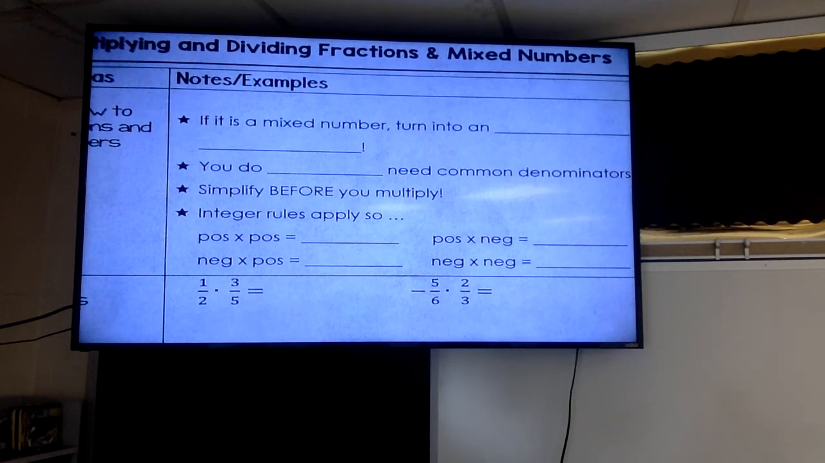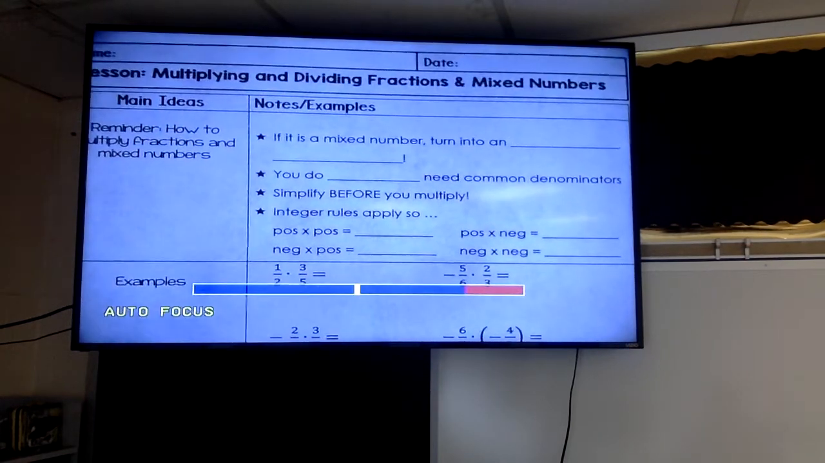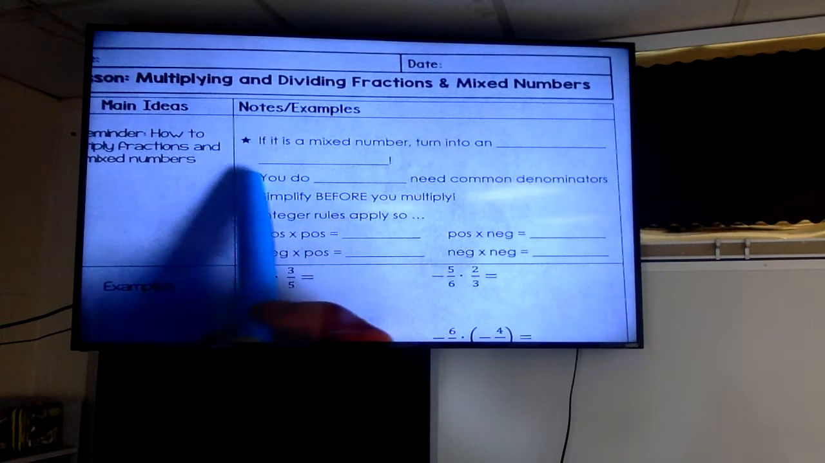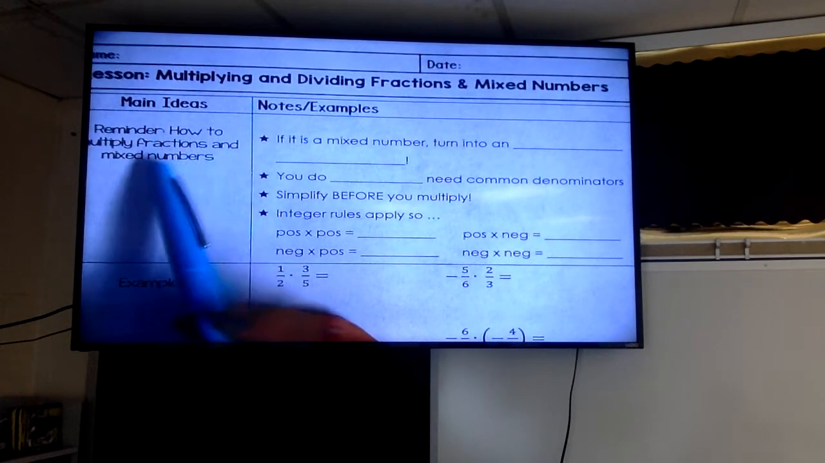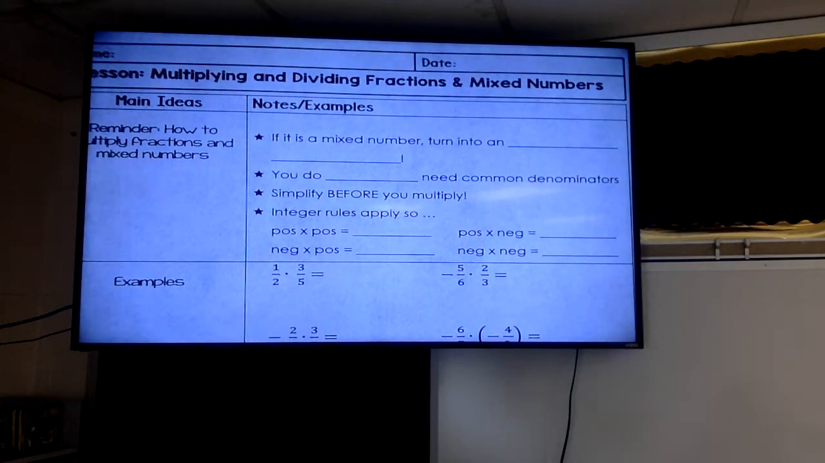All right, these are the notes for multiplying and dividing fractions and mixed numbers. We're going to combine them together this time. So in our notes, it says, reminder how to multiply fractions and mixed numbers, because you've learned this before. Again, I'm not teaching you anything new. I'm combining stuff from 5th and 6th grade with the integer rules from 7th grade, and we're mushing them together.